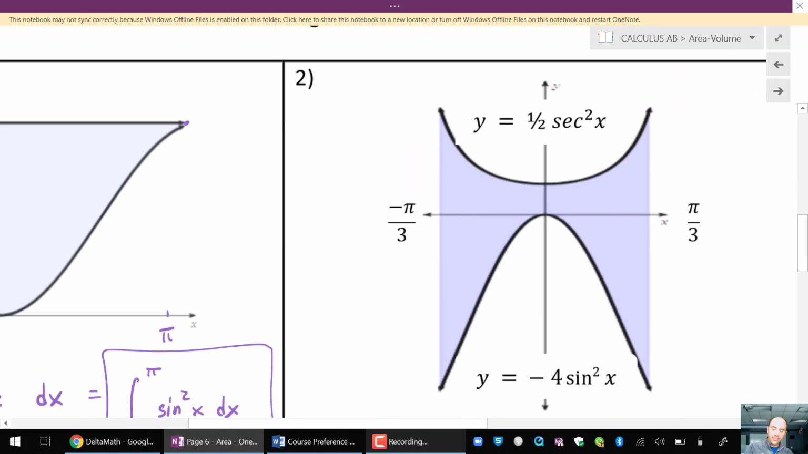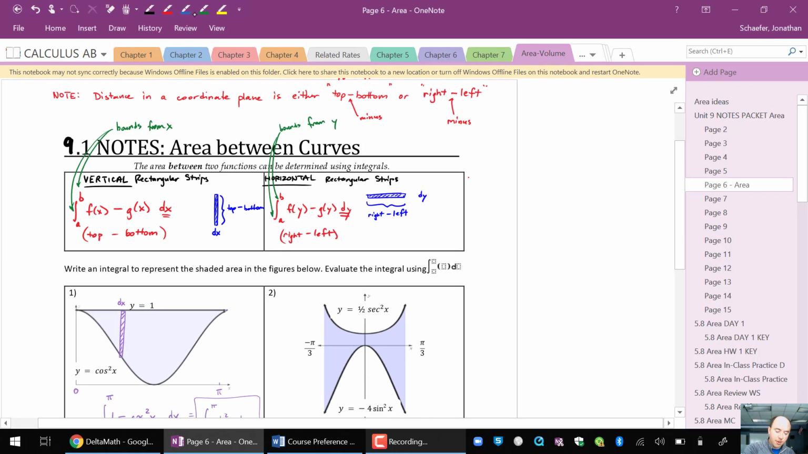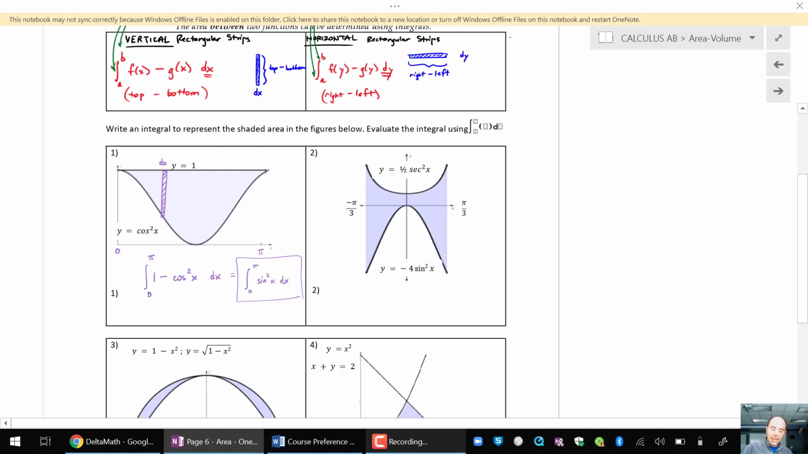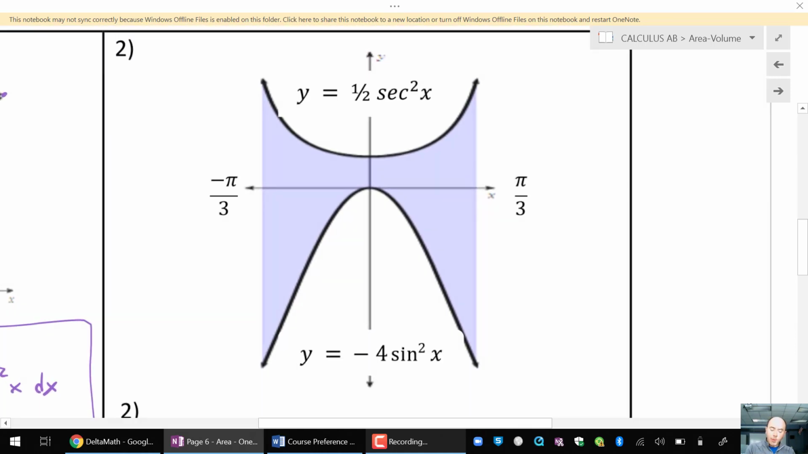Let's look at another one here. How about number 2? Again, I'm going to start this procedure by drawing in the region, a sample rectangular strip. And by the way, I don't want to go horizontally here. If I draw horizontal strips, it's possible that I would never hit the upper function curve. I want to make sure that I'm always sort of bouncing back and forth between each function curve, top and bottom in this case. So here's my sample rectangular strip.